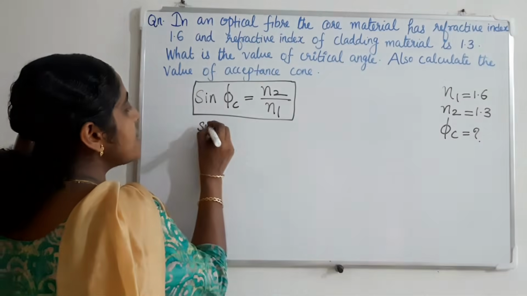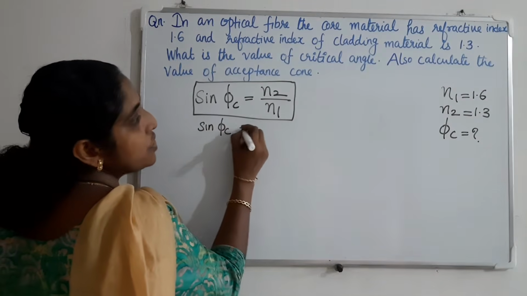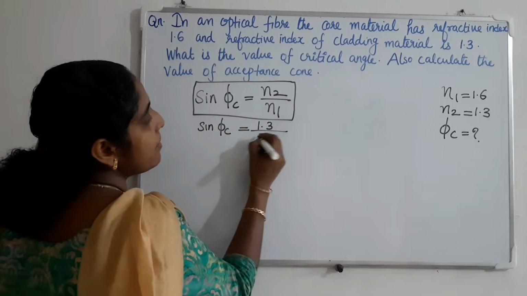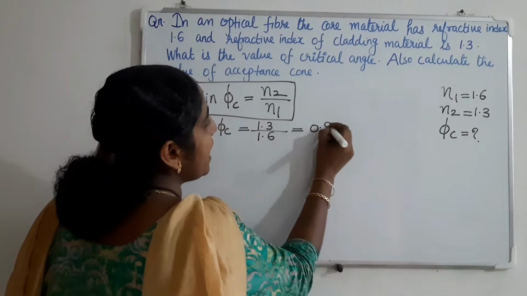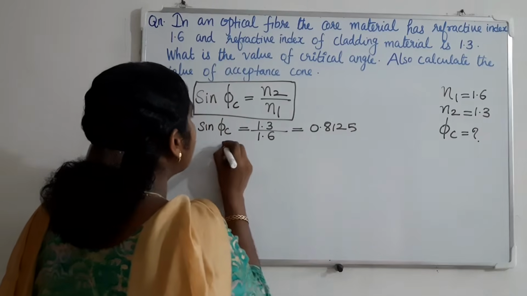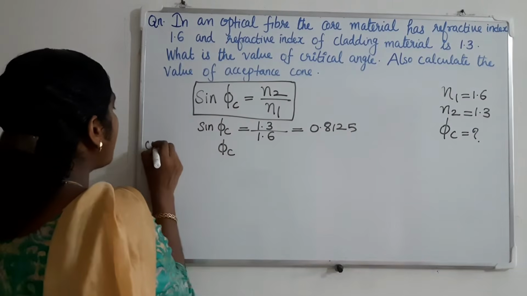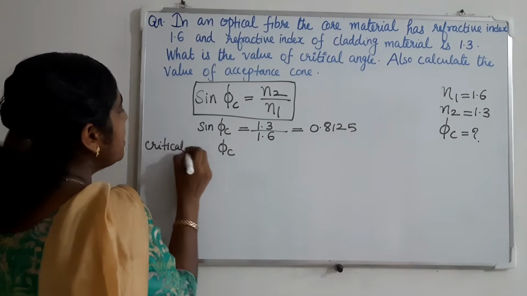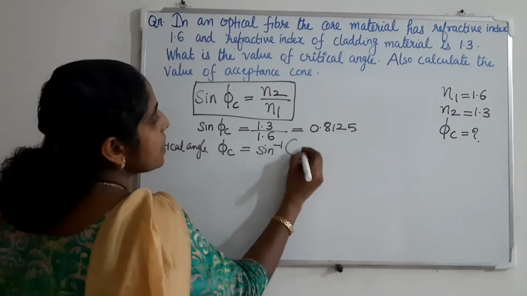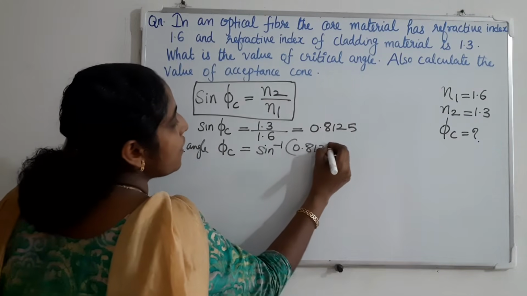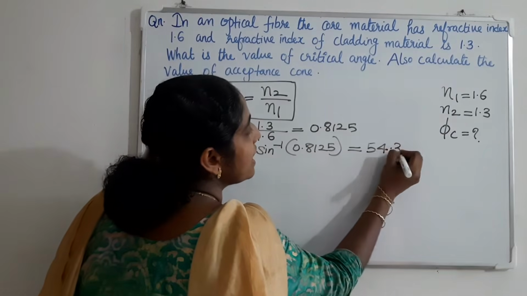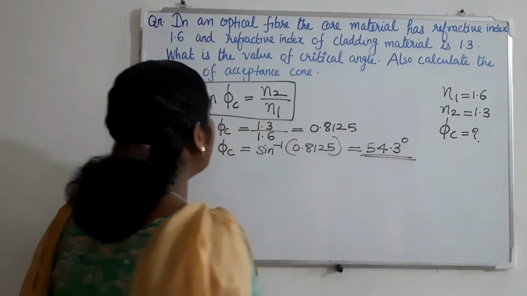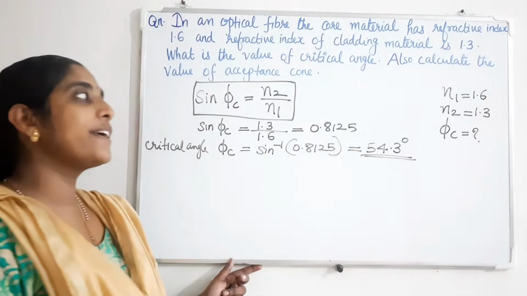So sin phi c is equal to n2, 1.3, divided by n1, 1.6, that is equal to 0.8125, or phi c, the critical angle, is equal to sine inverse of 0.8125, that is equal to 54.3 degrees. So the critical angle is 54.3 degrees.